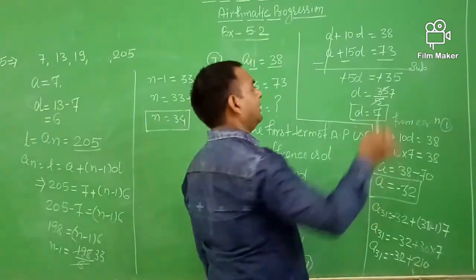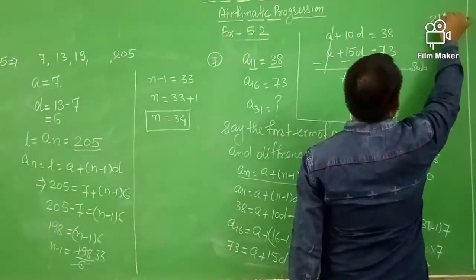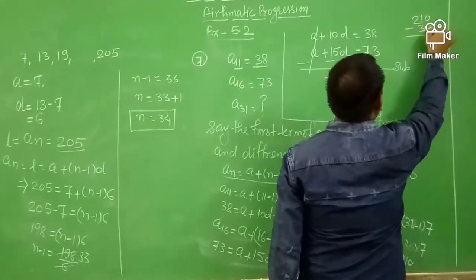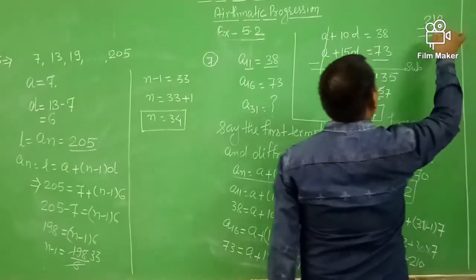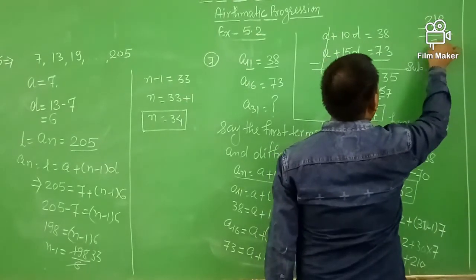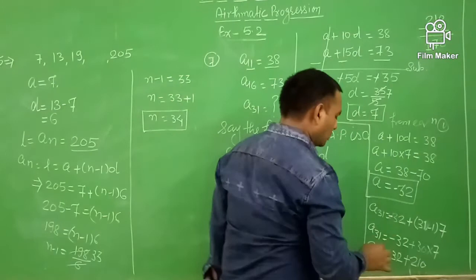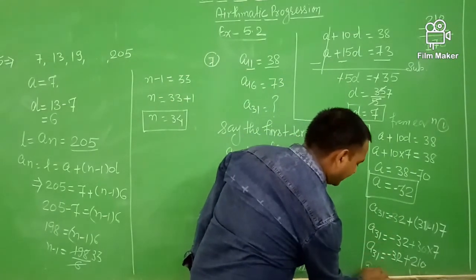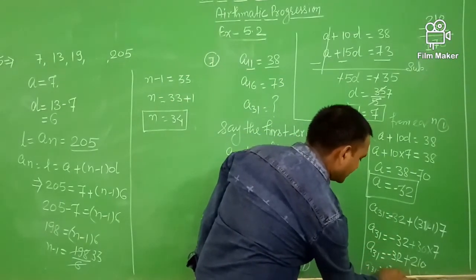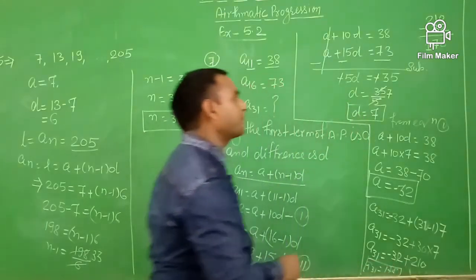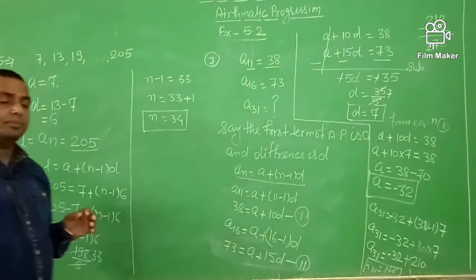So 210 minus 32, it is equal to 10 minus 2, it means 8. Here 10 minus 3, 7, and this is equal to 1. So this is equal to 178. So a31 is equal to 178. So you find the value of the 31st term.